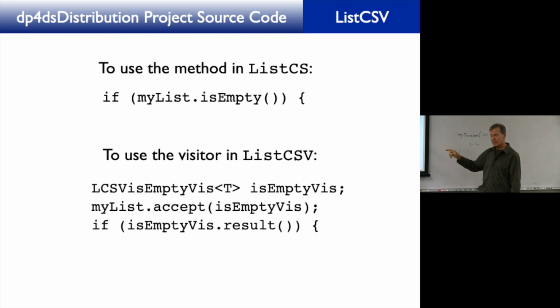And then what does accept always take as a parameter? Accept always takes a what? A visitor, right? Accept always takes a visitor. And so we do mylist.accept is empty viz. Now what's going to happen is internal to that, the return value is going to be set to either true or false. And so after that, you would say if is empty viz dot result, and call result to get that. You see, so we have this extra little complication there.